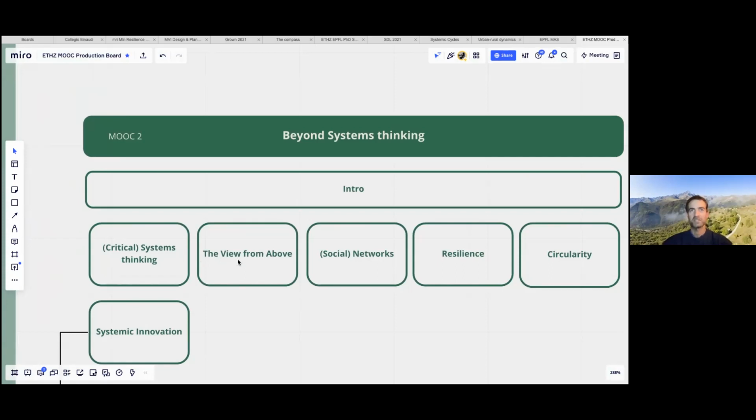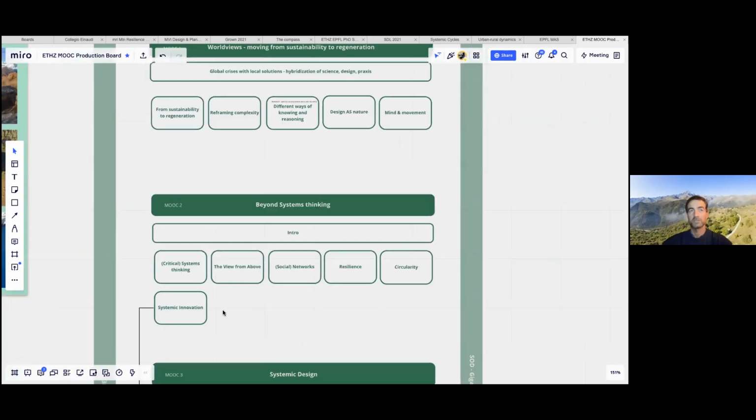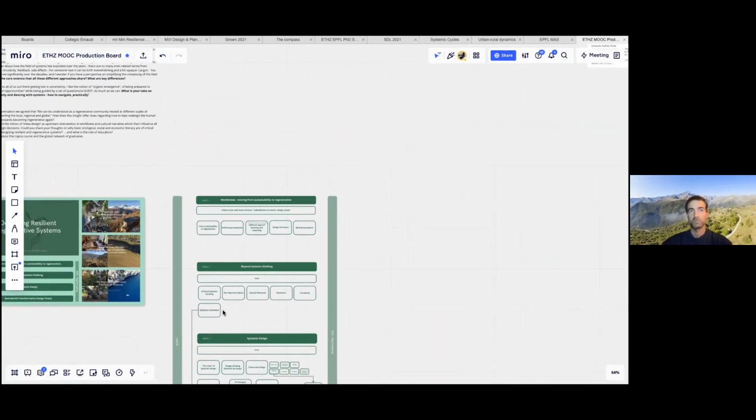Then there's others: the view from above, literally zooming in, zooming out, to understand when we are lost in a specific problem, that often it helps to see the broader system. Social networks, where we go deep, and resilience, also related to network science, and then circularity in systemic innovation, which brings us to praxis. That's a bit of a wrap up of what we're planning.